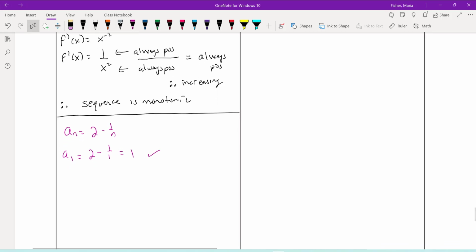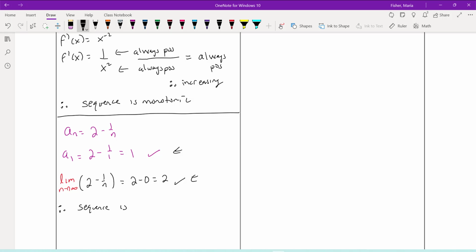Then we have to take the limit as n goes to infinity of a sub n. Well, what's the limit as n goes to infinity of a sub n? Well, that's going to be 2 minus 0, which is 2. That's equal to a number because this was a number and this was a number, therefore this sequence is bounded. So this sequence we would say is monotonic and bounded.